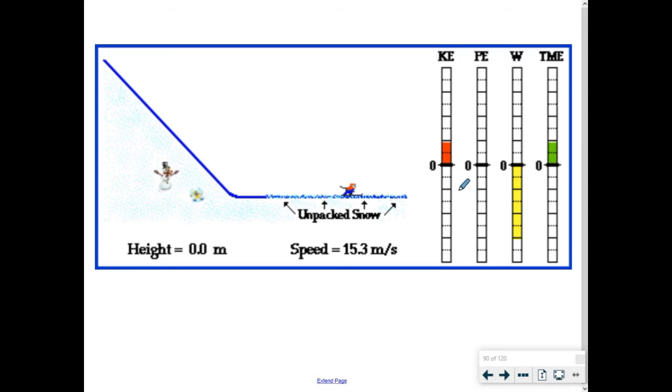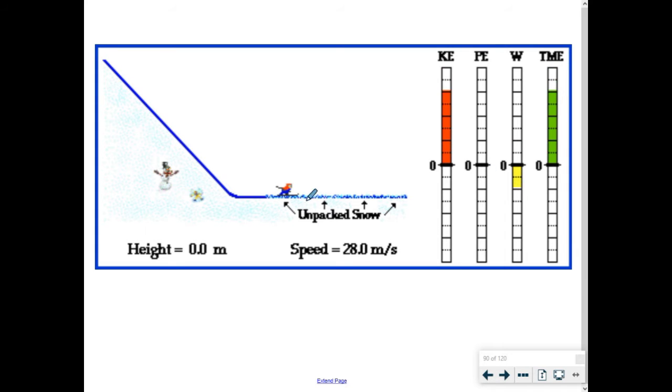Let's talk about it again here. So, almost at the end here. Potential energy is really high, right? So the potential energy bar graph is really high. As potential goes down, kinetic goes up, because what's happening is the snowboarder is gaining speed. Now, the total mechanical energy, which is this green bar graph, really is constant.